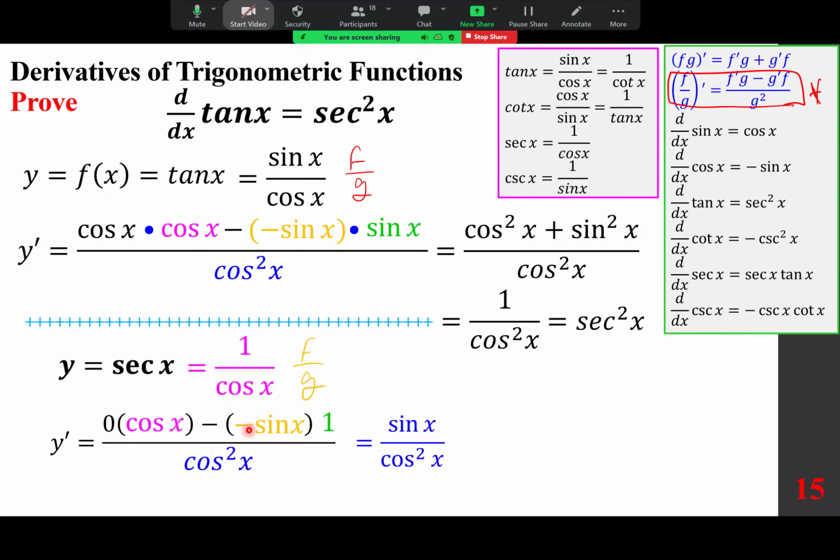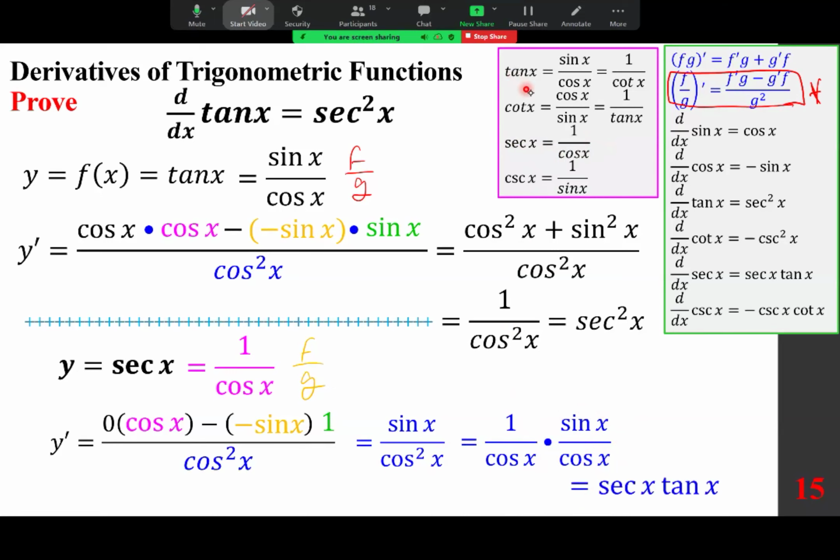We can rewrite this, from what we've done in trigonometry, as 1 over cosine times sine x over cosine. Why do we do that? Because 1 over cosine is secant x, so we replace it. Sine over cosine is tan x, we replace it. And we just proved d dx of secant x is secant x tan x. So I highly recommend you try cotangent x and cosecant x for practice. Prove the derivative of cotangent is negative cosecant squared x. The derivative of cosecant x is minus cosecant x cotangent x.